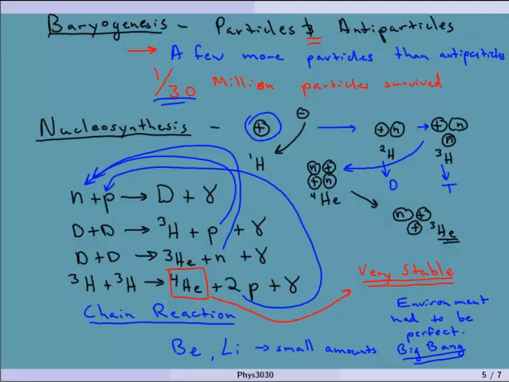And we can actually figure out some of these time scales by figuring out what the percentage of helium is in the universe and things like that. And your book talks about that a little bit.